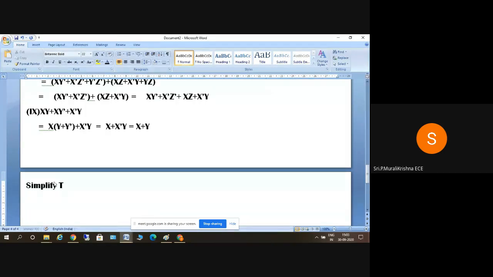Simplify the following Boolean expressions to the indicated number of literals.